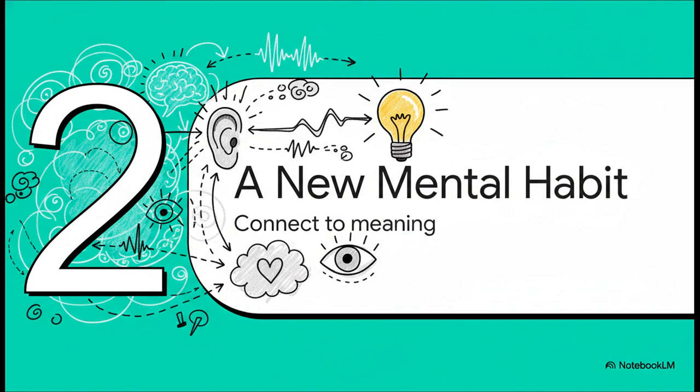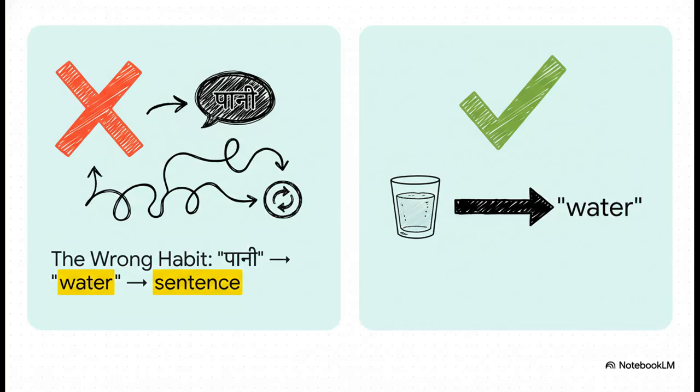Okay, so we know the problem. What's the fix? It's all about building a new mental habit. We need to train our brains to connect English words directly to images, feelings, and ideas, skipping the middleman entirely. Just look at the difference here. The old way, the wrong habit, is this slow, clunky three-step process. You think of the word in your language, you translate it to water, and then you try to build a sentence around it. The goal, the right habit, is to make it instant. You see a mental picture of water and your brain just goes straight to the English word, water.